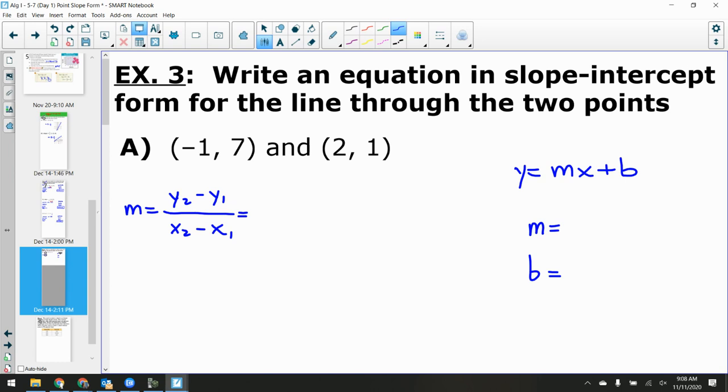All right, what's the slope then? 1 minus 7 over 2 minus -1. You follow me there? All I'm doing is just doing the slope formula. 1 minus 7 over 2 minus -1. Make sure you're doing y over x. So this is -6 over 2 minus -1, which just turns into 3. So my slope is -2.